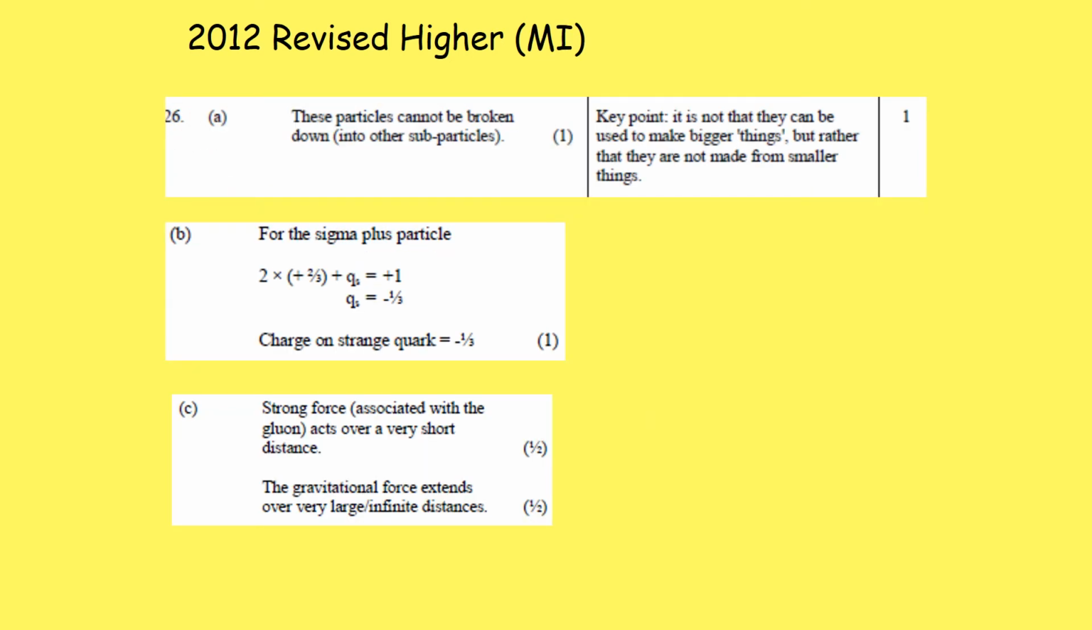Here's the SQA answer. The particles cannot be broken down into further subparticles. We've got plus 2/3 plus 2/3, negative 1/3. The strong force associated with the gluon acts over a very short distance, whereas the gravitational force extends over a very large, that's infinite distance.